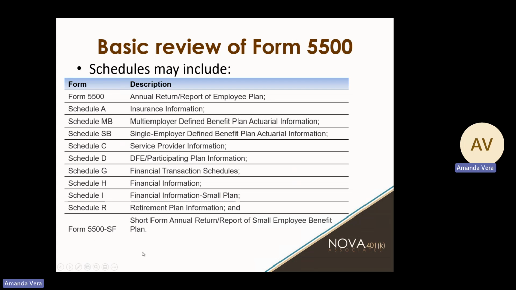If you do not have to do the big DOL audit, or sorry, not DOL, the big 5500 audit, then you file what's called a Form 5500-SF, which usually stands for short form. This is for people who have less than 100 participants, so they don't have the big requirements that an audited plan does.